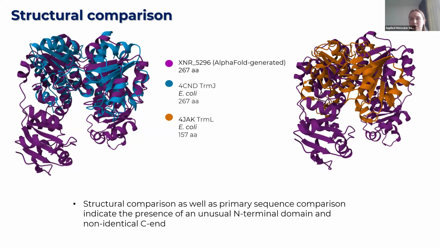As you can see, there is an obvious region in our protein that is absent in tRMJ and tRML, and also this part of the molecule is not ideally aligned with our model. Therefore, we cannot clearly confirm which type of protein our 5296 protein is.